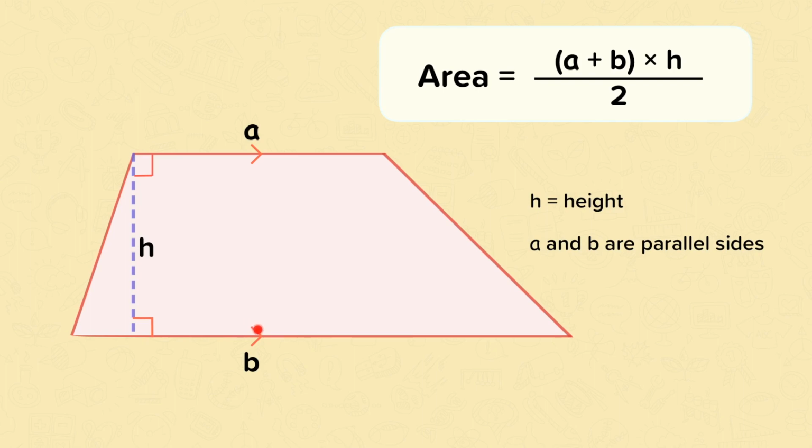So they should always be marked with these arrows. That shows they're parallel. So we add the parallel sides, multiply by the perpendicular height. So that's the height between A and B, and it should be at a right angle to A and B. And then once you've done that, remember to divide by 2. So I'm going to show you now some examples of how to use the formula, and then at the end of the video, I'll briefly explain where this formula comes from.